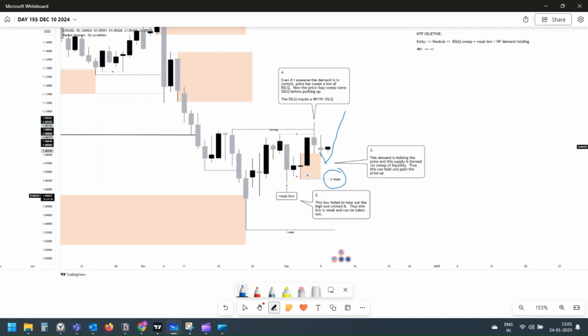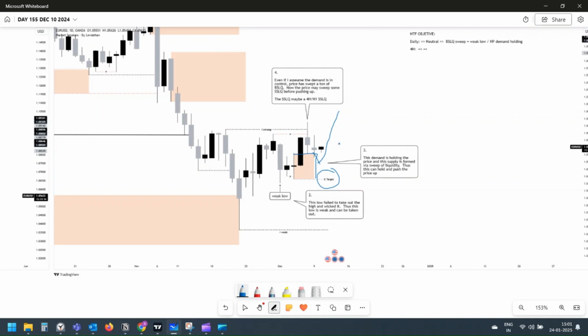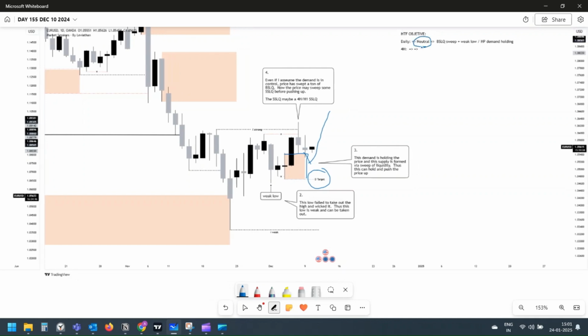The only thing I'm considering for why this demand could hold is that it has formed a sweep of liquidity, which is a major factor for the demand to be an institutional order block. That's why my daily bias is neutral, because it's having a buy side liquidity sweep and it's having a weak low, because this low failed to take out this high. This low becomes weak and this high becomes strong. But from the bullish perspective, you can see that the high probability demand is still holding. So there is a bit of confused bias in the daily.